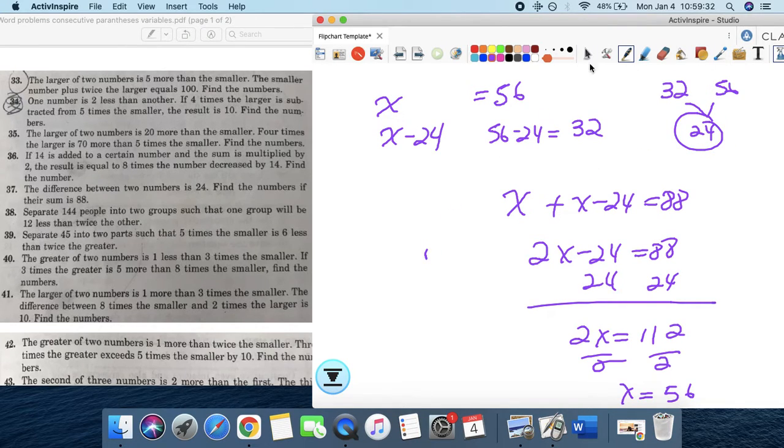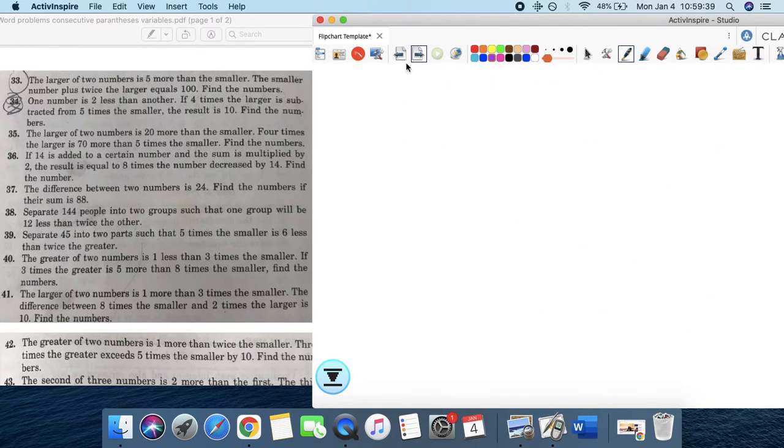Okay. So again, the tricky part was this. Separate 144 into two groups, such that one group will be 12 less than twice the other. So again, there's two groups.